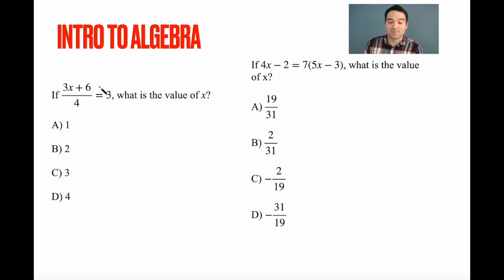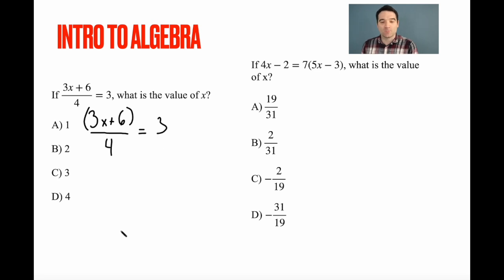If (3x + 6) divided by 4 equals 3, what's the value of x? All right, well, let me set up my balance beam here, as I like to do. I'm going to start by saying that (3x + 6) over 4 is the same thing as (3x + 6) divided by 4 equals 3. So I have this entity, this unit, divided by 4 equals 3. My goal, as always, is to isolate x. So how am I going to do that?